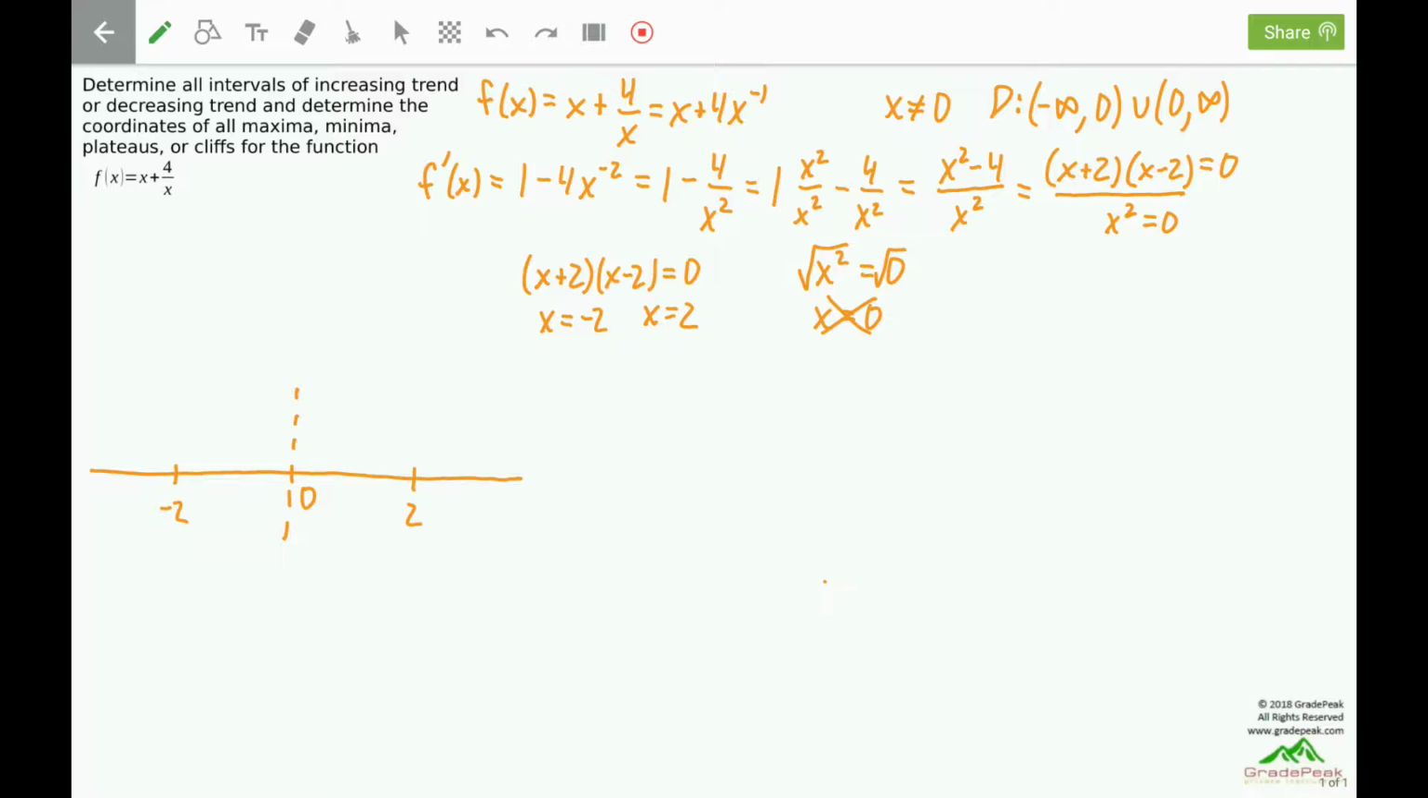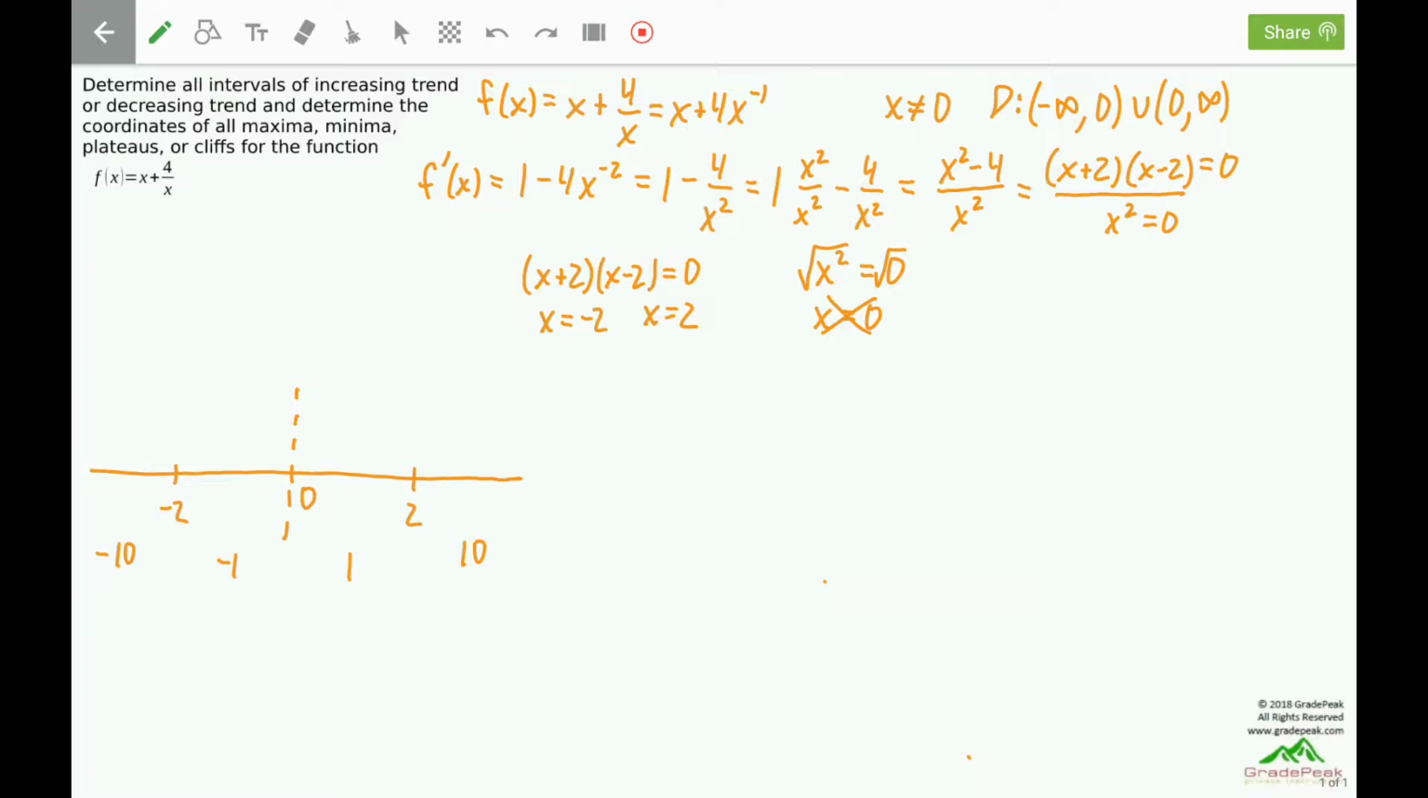We can pick a test value in each of these intervals. In the interval negative infinity to negative 2, we can pick negative 10. From negative 2 to 0, we can pick a negative 1. From 0 to 2, we can pick a 1. And 2 to positive infinity, we can pick a positive 10. We can now test the trend of each of these intervals by plugging these test values into the first derivative.